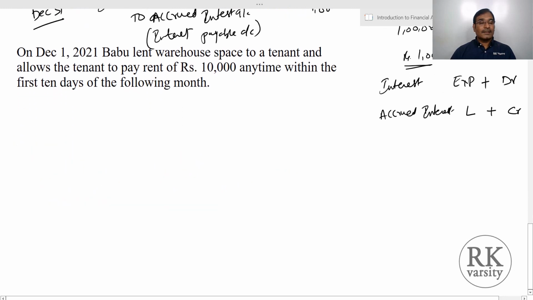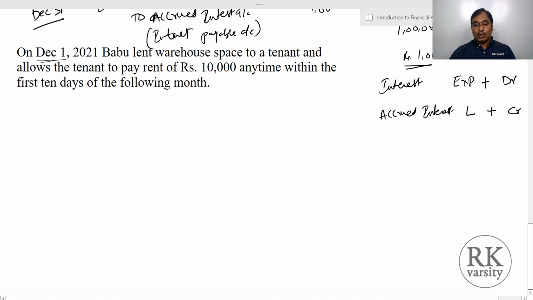Next, on December 1st, 2021, Babu lent a warehouse space to a tenant and allows the tenant to pay rent of rupees 10,000 anytime within the first 10 days of the following month. That means the rent that belongs to December will be paid in the month of Jan, that is the next fiscal year. But for our accounting purpose, we recognize the revenue as received or yet to be received.